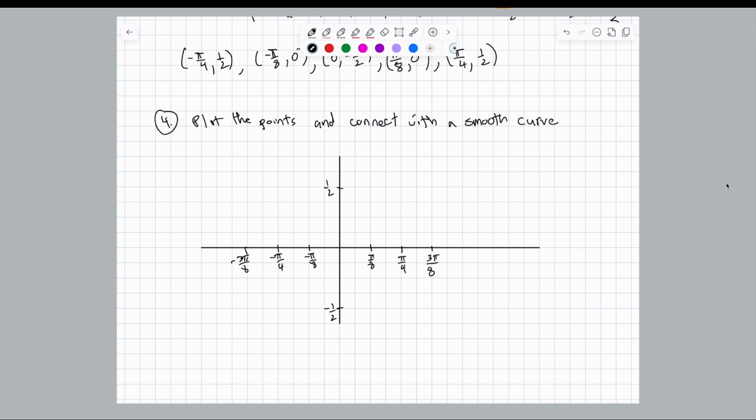All right, so then let's go ahead and graph. We have our point at negative pi over 4, 1/2. So we're starting there, and then negative pi over 8, 0, and then 0, -1/2, and then pi over 8, 0, and then pi over 4, 1/2. And then connect the dots with a nice smooth cosine curve. And so we get something like that. All right, that's it for this video.